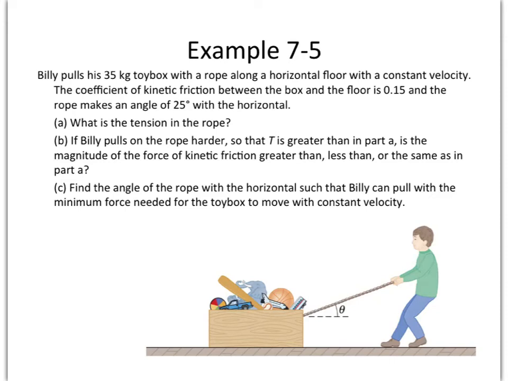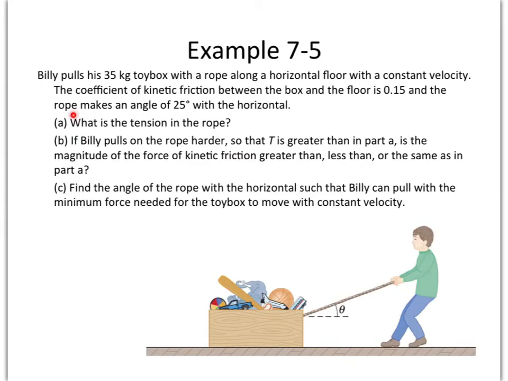Welcome back, everybody. We are continuing with Chapter 7 notes on friction and inclined planes. This is going to be example 7.5 involving Billy's toy box. You'll note there's no inclined plane right here, but there's an inclined force involved, which we've seen before, and this inclined force is going to affect normal forces and coefficients of friction and that kind of thing. So we're just going to do part A of this problem and solve for the tension of the rope.